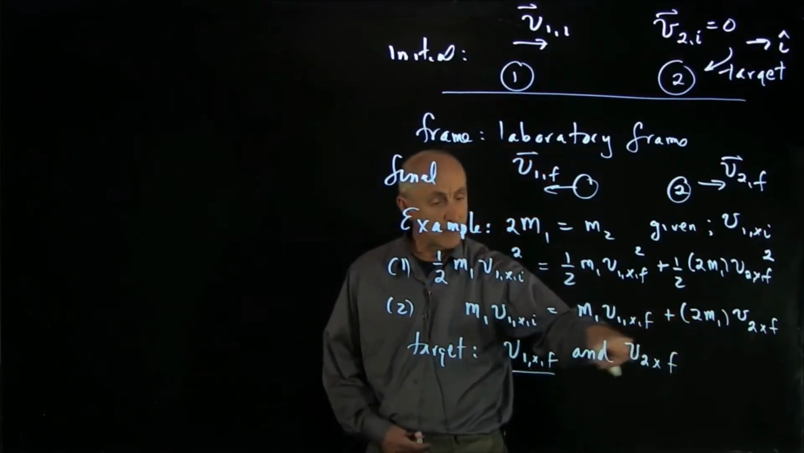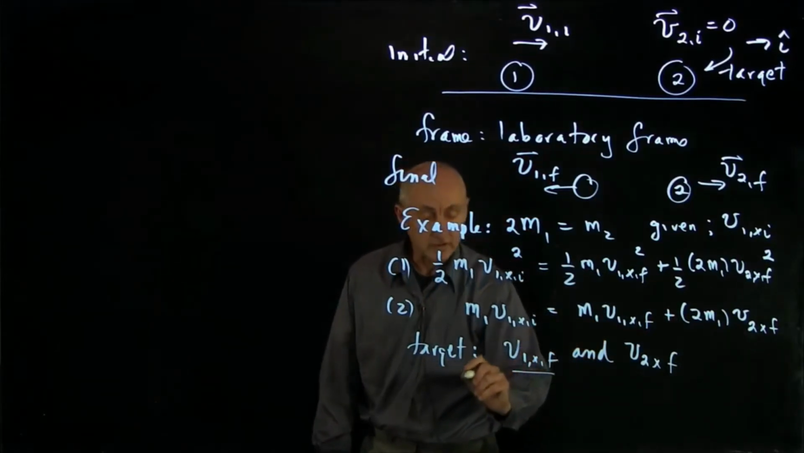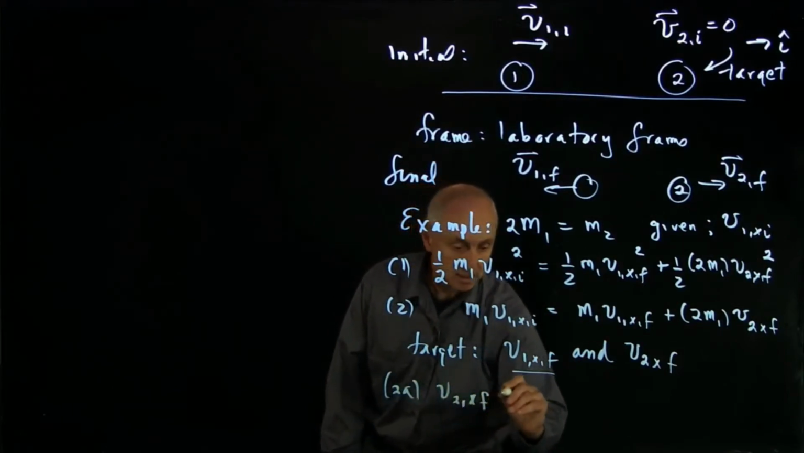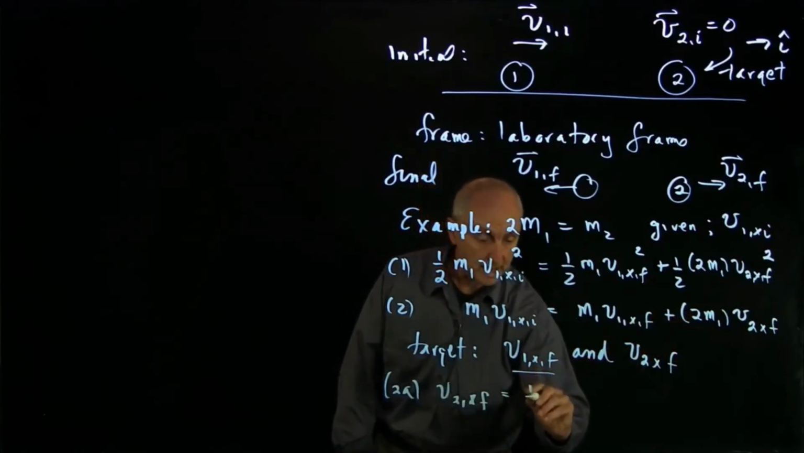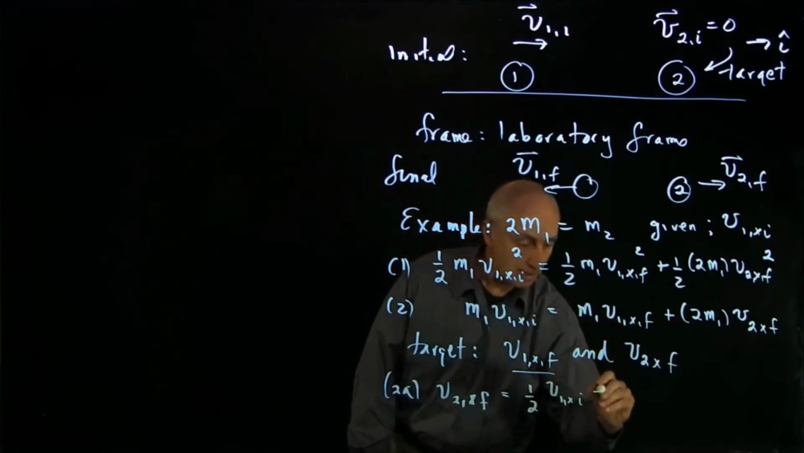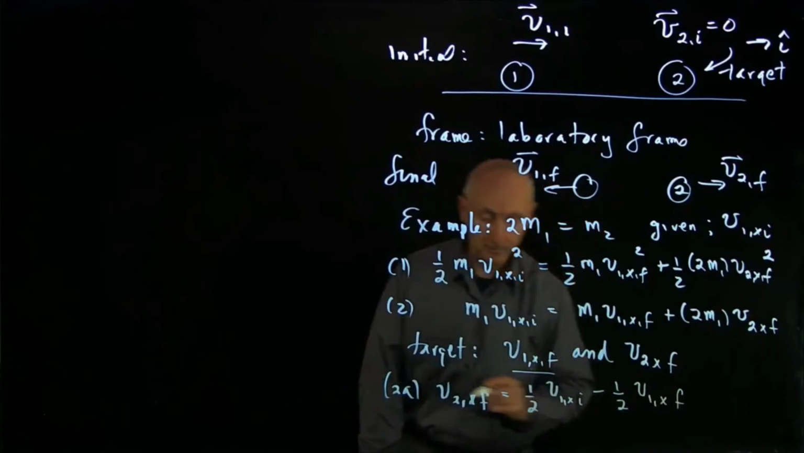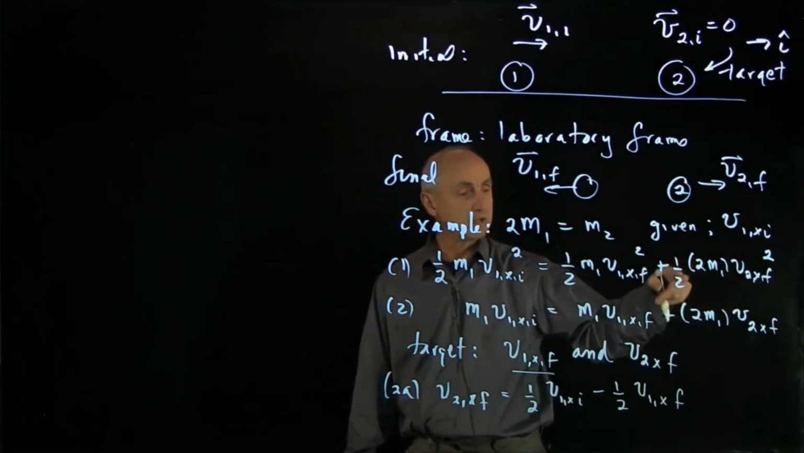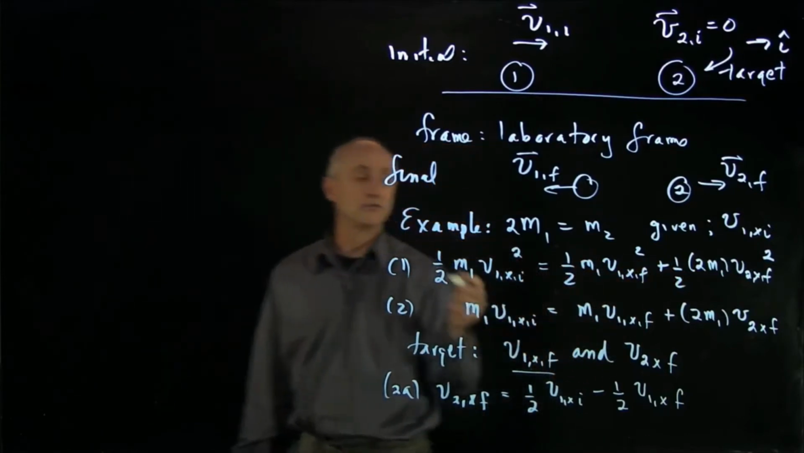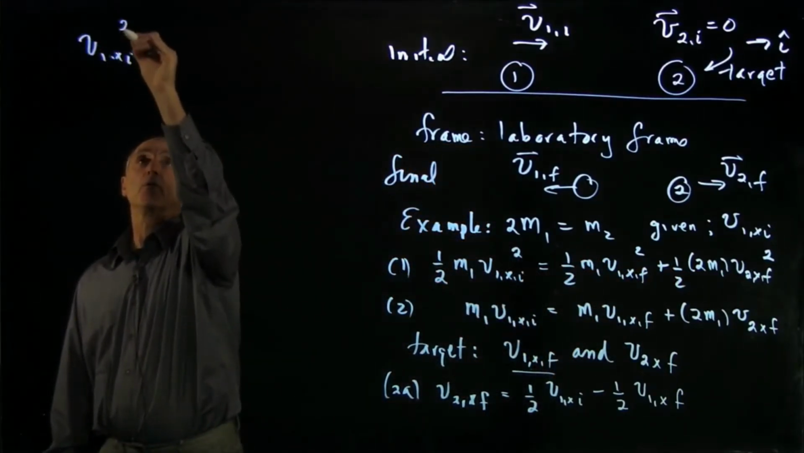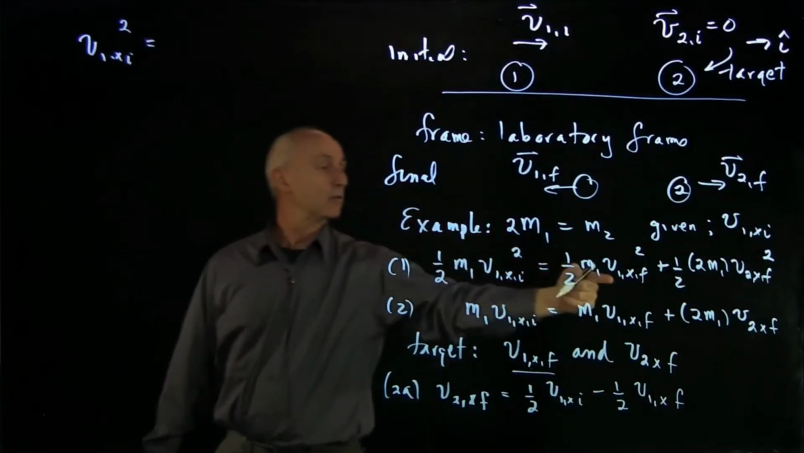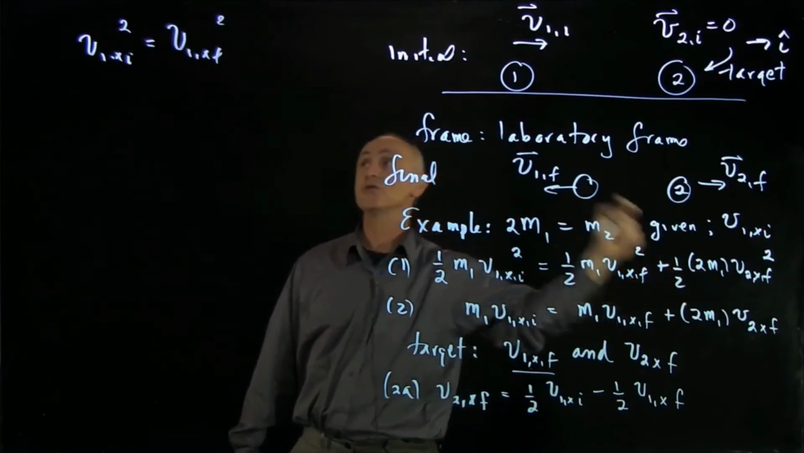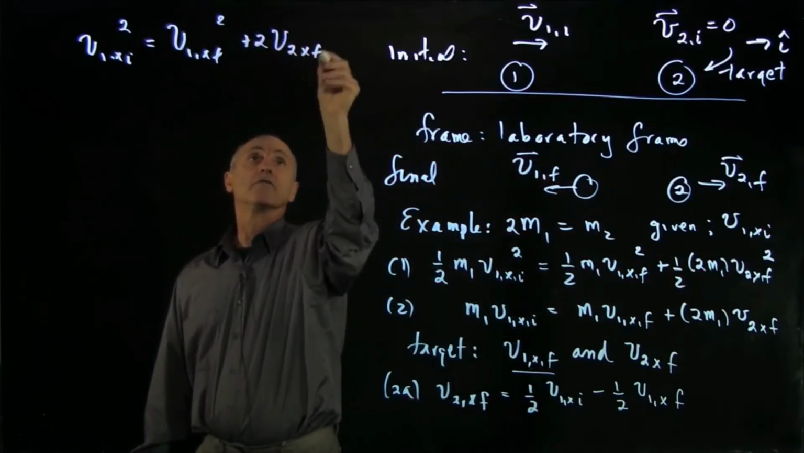If I divide through by 2m in the momentum equation and bring this term over to the other side, equation 2a becomes V2x final equals, dividing through by 2, 1/2 V1x initial minus 1/2 V1x final. So this gives me a target, V2x final, that I can substitute into the energy equation. This equation can be cleaned up first. We can get rid of the halves and the m1s. The quadratic equation we're going to be working with is V1x initial squared equals V1x final squared, plus 2 V2x final squared, after dividing through by 2.